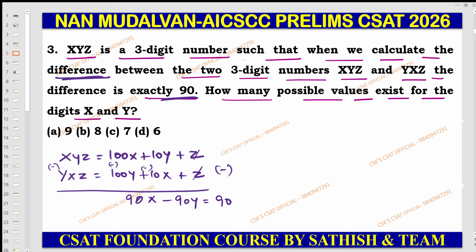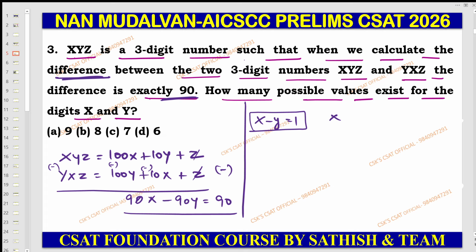The difference is exactly 90, as provided in the question. So you can divide the equation throughout by 90. Then x minus y is equal to 1. How many such pairs (x, y) exist? x minus y must be 1. 9, 8 gives 1. 8, 7 gives 1. 7, 6 gives 1. 6, 5 gives 1. 5, 4 gives 1. 4, 3 gives 1. 3, 2 gives 1. 2, 1 gives 1. So in total there are 8 such pairs.